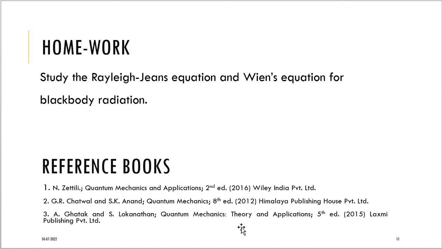So for you, we have a homework. Today, go and study the Rayleigh-Jeans equation and Wien's equation of black body radiation. When you study these two equations, it will become clear at which point they went wrong and could not explain the black body radiation. For reference, you can follow the three different books I have given here.